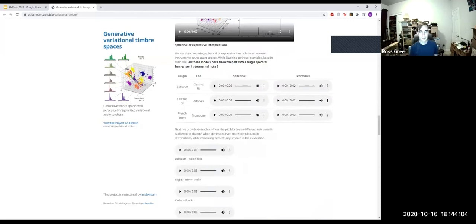so this is an example of whoever wrote this program. They're sampling from wherever the bassoon is located all the way to where the clarinet is located. And here's what's generated.